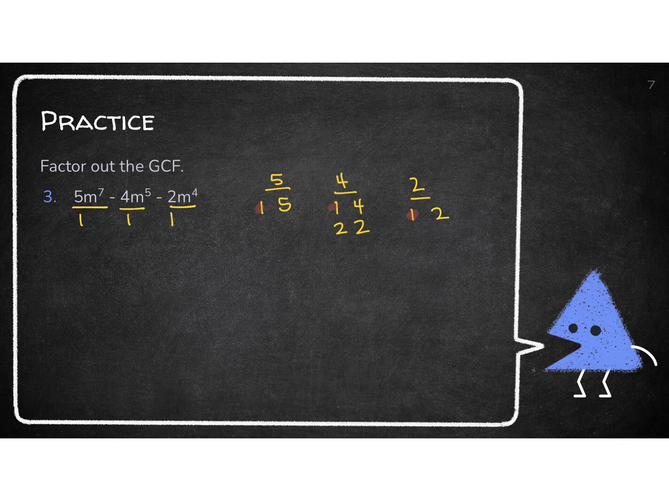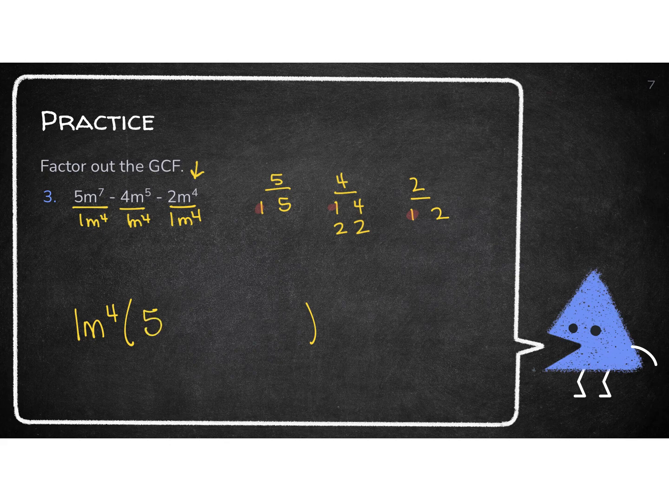But now I'm going to look at my variables. I have an m to the 7th, an m to the 5th, and an m to the 4th. The smallest amount is my m to the 4th, so that's what I'm going to divide everything by. So that 1m to the 4th is out front. That's my GCF. And I'm dividing 5 divided by 1 is 5.